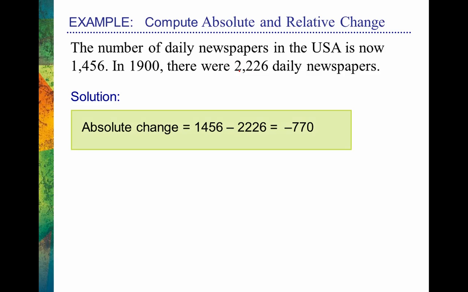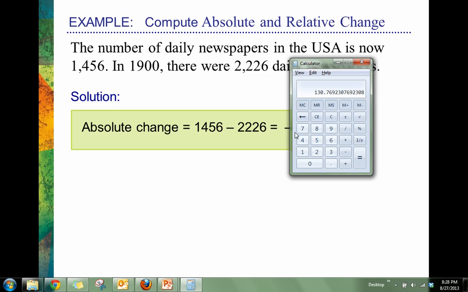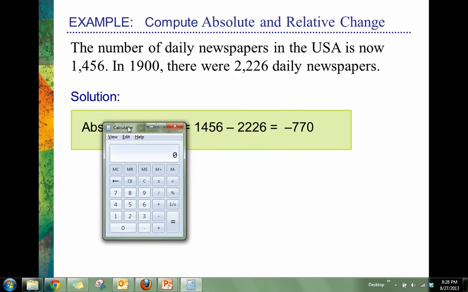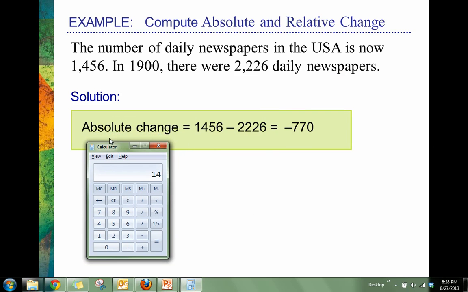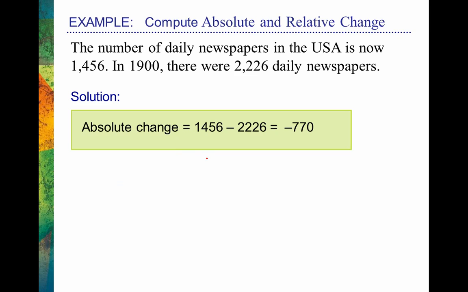So as I was mentioning before, as long as we structure the equation so that we're taking our new value and then subtracting our reference point, our final answer will be negative when there's been a decrease and positive when there's been an increase. And again, just using our calculator to check our work. In this case, we would have 1,456 minus 2,226, and that equals negative 770. So there are 770 fewer newspapers compared to the year 1900.